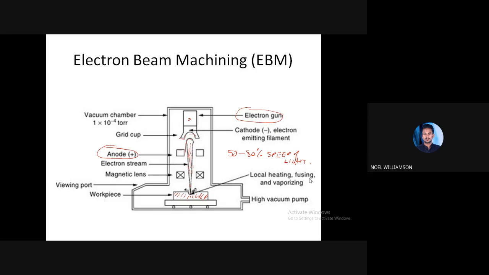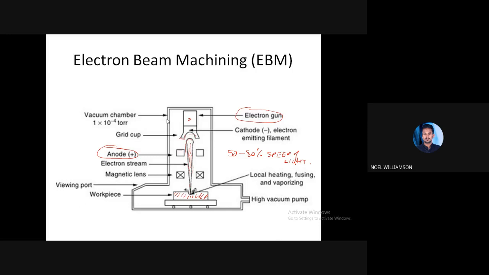Yesterday we discussed the machining operation, that is electron beam machining. This was the figure, and we have seen the basic working principle, then the advantages, disadvantages, applications, etc. of electron beam machining, and we went through the animation. There we have seen the working of an electron beam machining.